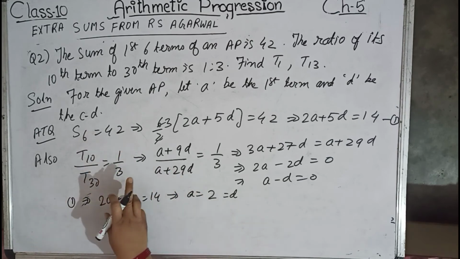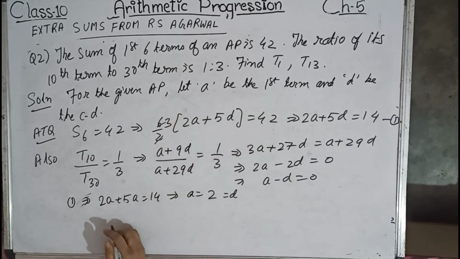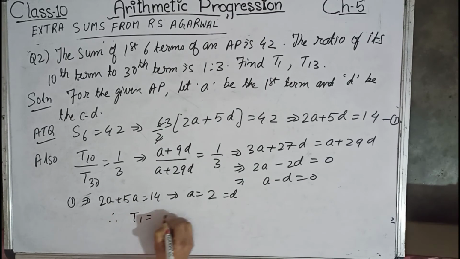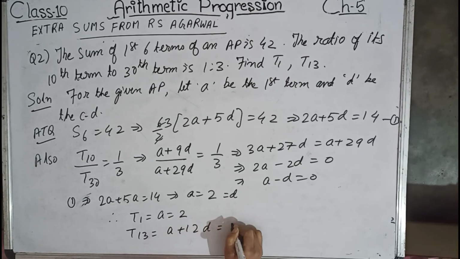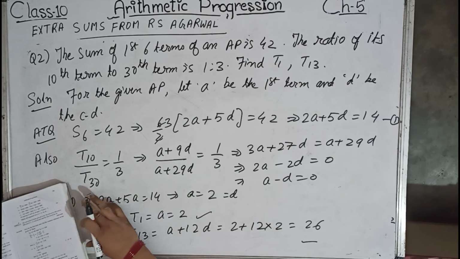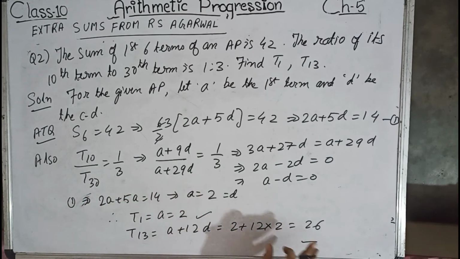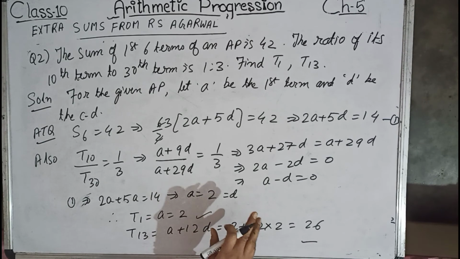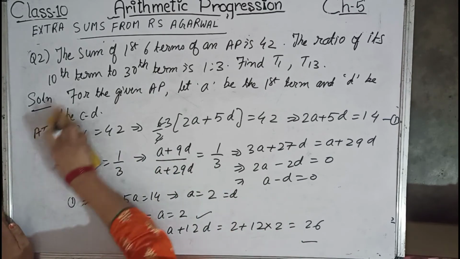Now what I have to do? Find T1 and T13. Therefore, T1 equals the first term, that is 2, and T13 equals A plus 12D. A is 2, 12, and D also is 2, so it is 26. So the answer is 2 and 26. Yes. So let me do one or two more sums. Yes, I got one good sum.